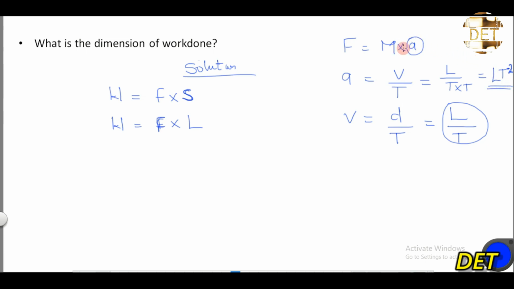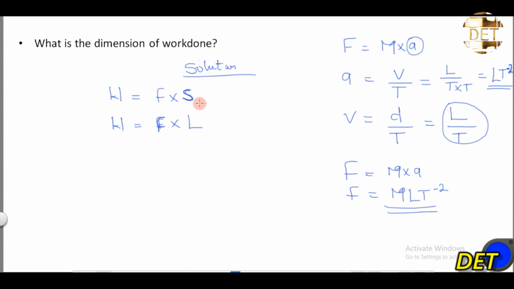This is my dimension for acceleration. So I can put that here. Instead of writing acceleration here, I will write L T raised to the power of minus 2. So my force, which is mass times acceleration, will now be equal to M. The dimension for mass is M, right? The dimension for acceleration is L T raised to the power of minus 2. So this is my dimension for force.